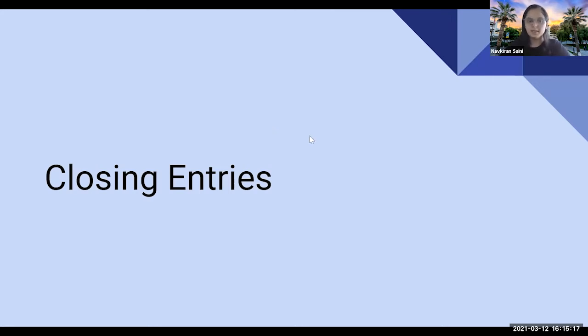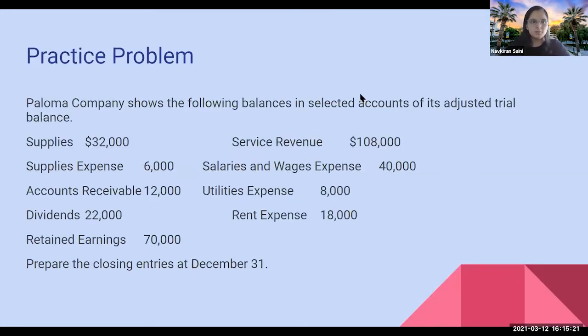Okay, so let's start our first topic for today, which is closing entries. Here is the problem. Take about 2 minutes to read the problem, go through it and see if you can solve it on your own. You don't have to actually solve it, but just think about it.